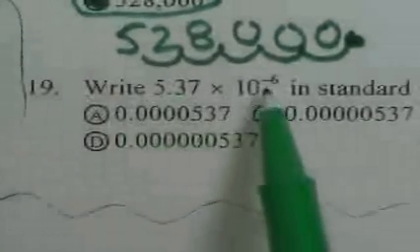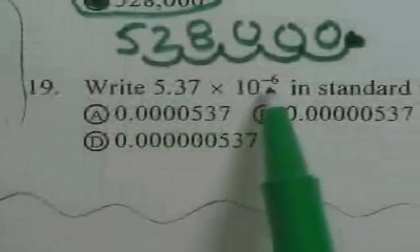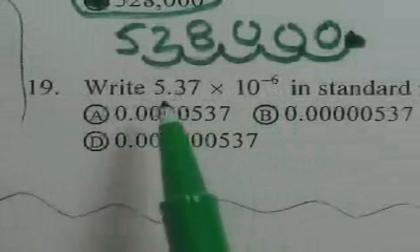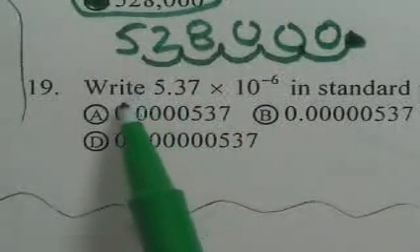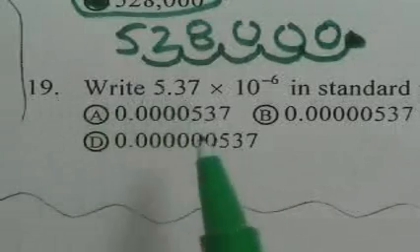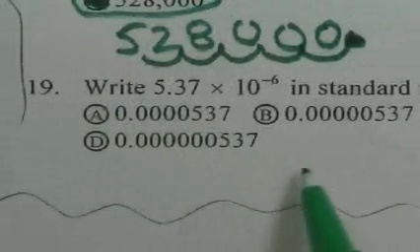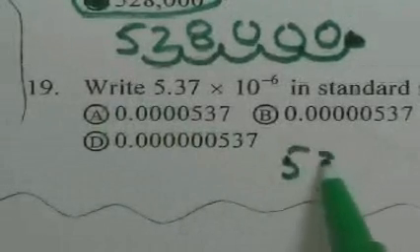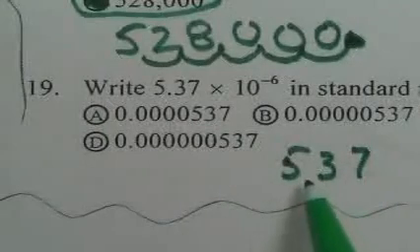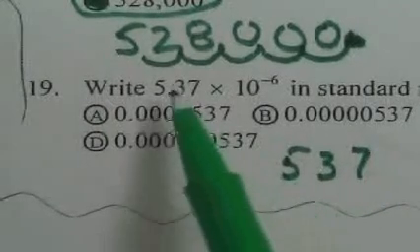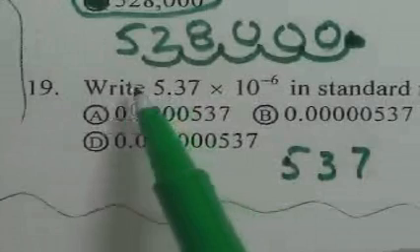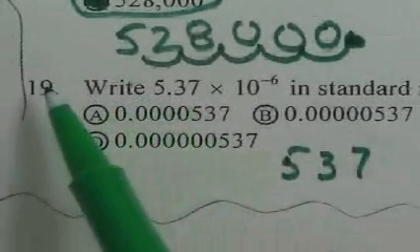Number 19, it's a negative exponent. That means it's a tiny number. This is a tiny number. So I'm going to have to move the decimal to the left. And so I'm going to start out with the numbers 537. I'm going to write it right here. 537. Our decimal is here. And I'm going to have to move it this direction because it's a tiny number.